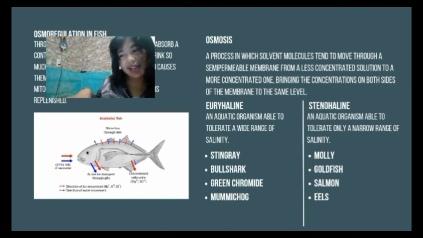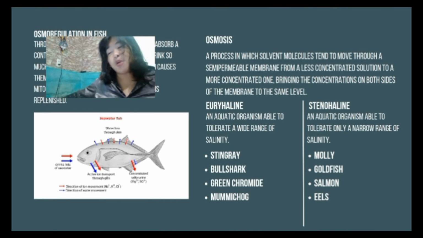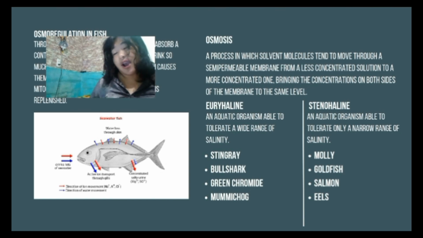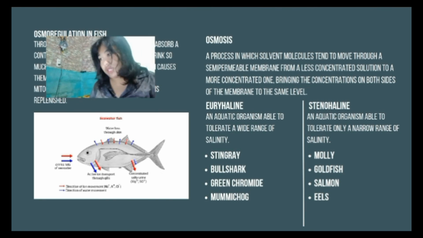Euryhaline fishes are aquatic organisms able to tolerate a wide range of salinity, for example stingray, bull sharks, green chromide, and mummichog. Next is the stenohaline, an aquatic organism that is able to tolerate only a narrow range of salinity, which includes molly, goldfish, salmon, and eels.